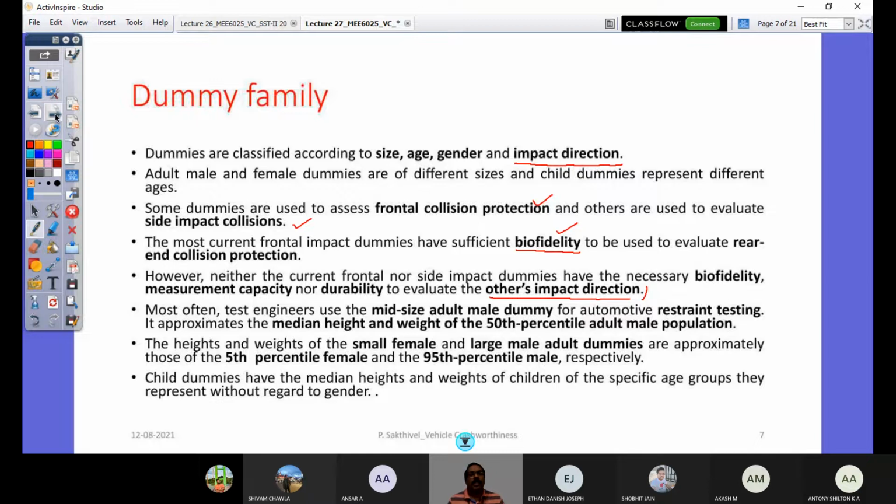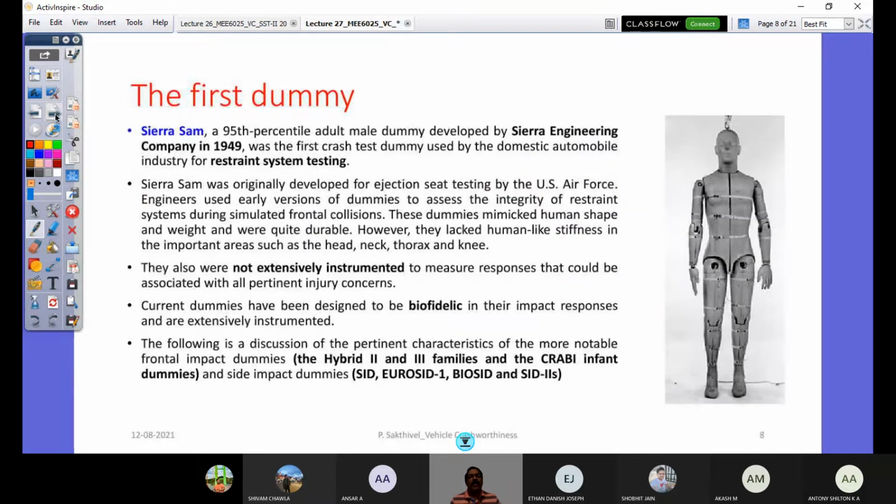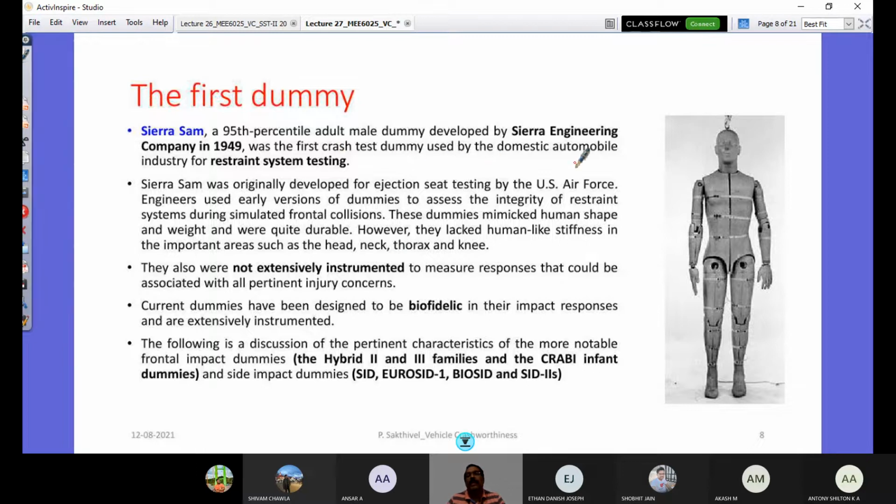So this is all about that, and this is the first dummy that we are talking about, from the first word of the lecture: Sierra Sam, the 95th percentile adult male dummy, developed by Sierra Engineering Company in 1949. It was the first crash test dummy used in the domestic automobile industry for restraint system development. Of course, it was used for ejection seat testing for the US Air Force, from high altitude, with the highest speed of 1,000 kilometers per hour when it falls.